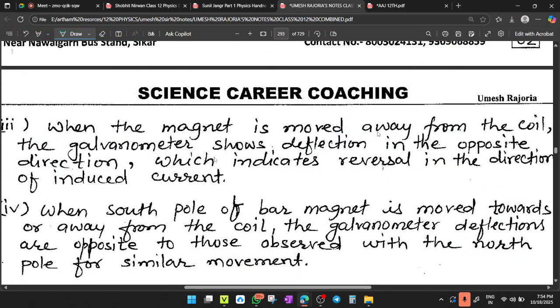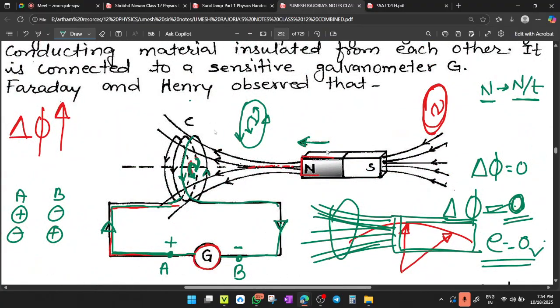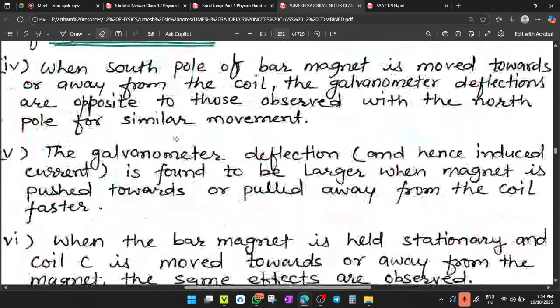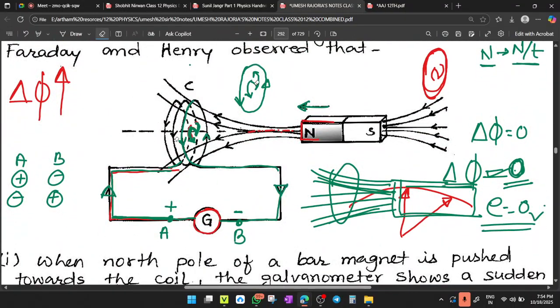Yes. Third case: when the magnet is moved away from the coil, the galvanometer shows deflection in the opposite direction, which indicates reversal in the direction of induced current. Yes. In the first case, you keep the magnet towards the coil. But in the second case, when you move the magnet far away from the coil, you bring this magnet in the backside direction. Understood, beta?